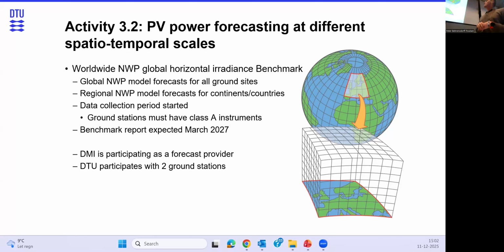And this requires, for example, Class A instruments. It also requires quality control of the ground measurements, and that the stations pass quality control. It is expected to be finished by March 2027. It's a bit in the future, but I think this will be a very important work coming out of the task because so many people use numerical weather prediction models.